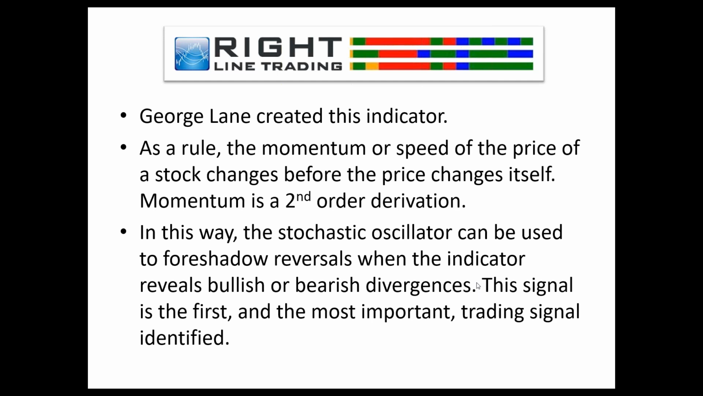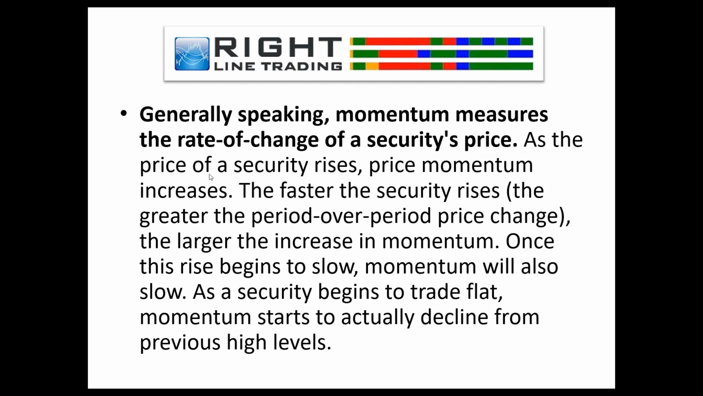Now, this was, remember, back in 1957. Now, George Lane was a really brilliant mathematician, and I believe back in those days, he probably did very, very well with his indicator. But things have changed. Now, again, we're looking at the rate of change of speed of a financial instrument.